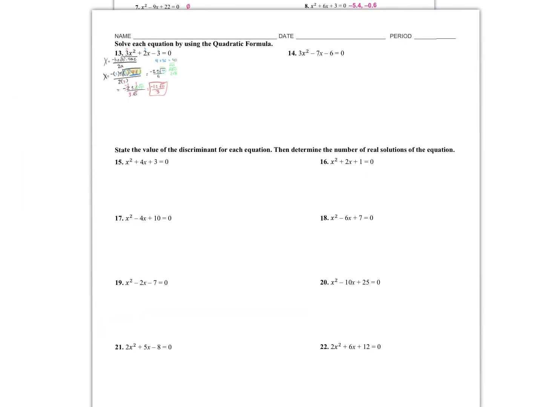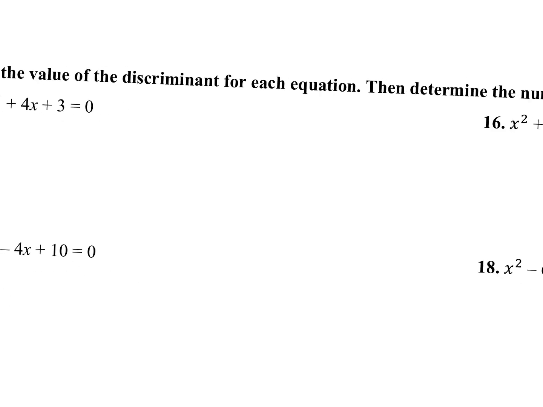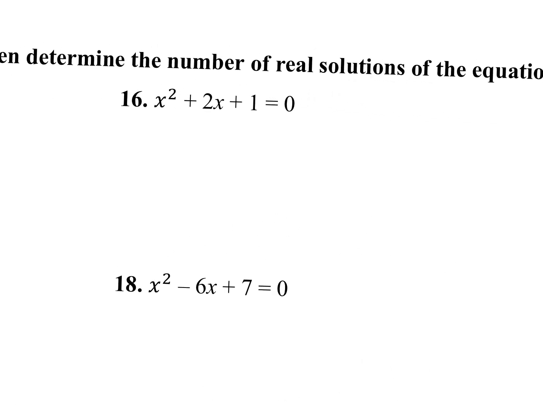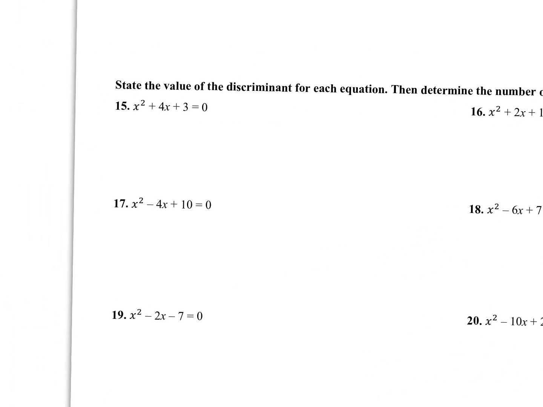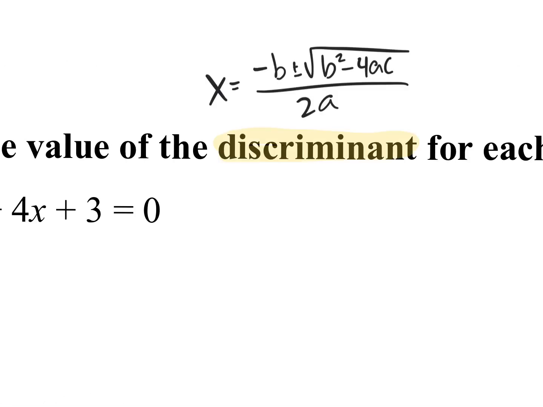So on the second half of this worksheet, they want us to state the discriminant for each equation and then determine the number of real solutions of the equation. So we need to remember that the discriminant is the value inside the square root of the quadratic formula, the b squared minus 4ac. That's what it is, the discriminant.